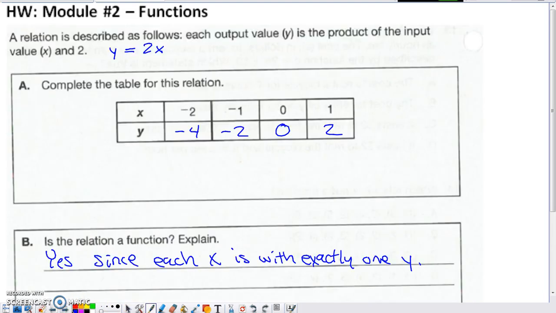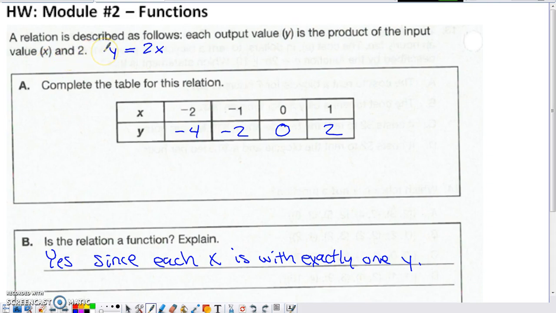And then the second page of that homework assignment has a little constructed response question for you to carry out. They give you this weird bit of information at the beginning here. Relation is described as follows. Each output value, which is just the y, so it basically can say each y is the product of the input value, which is really just x, and 2. So this basically says each y is the product of x and 2.